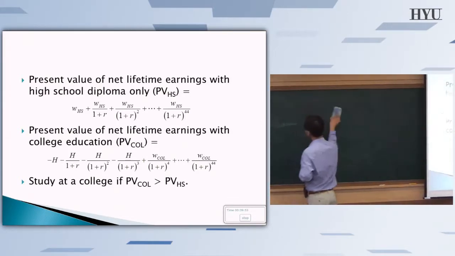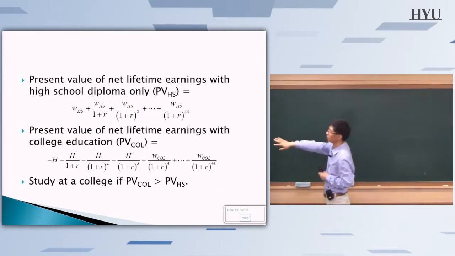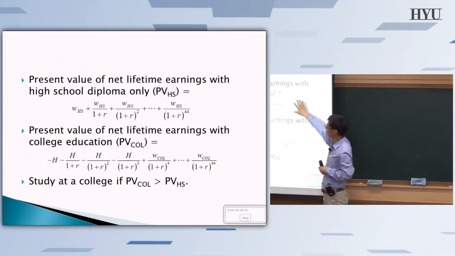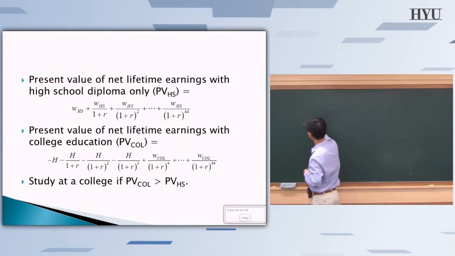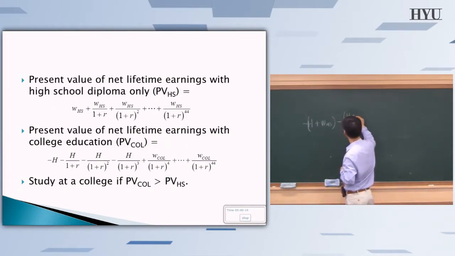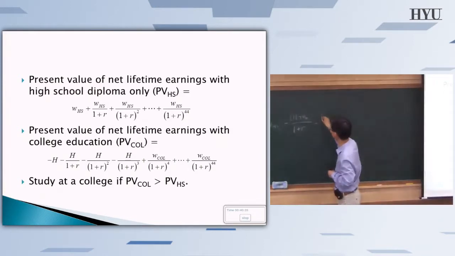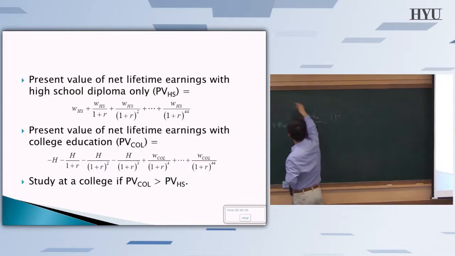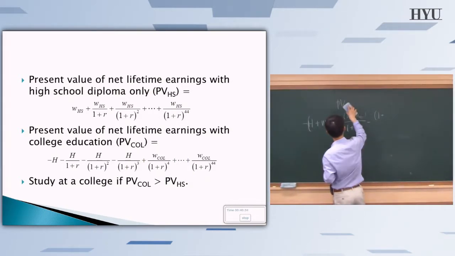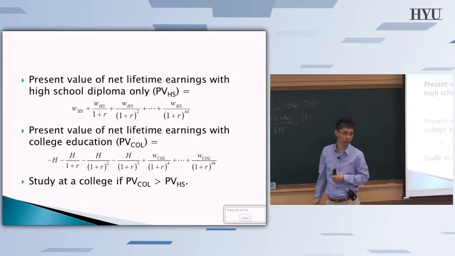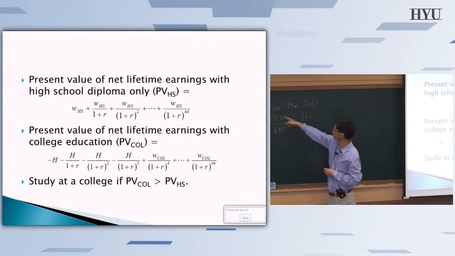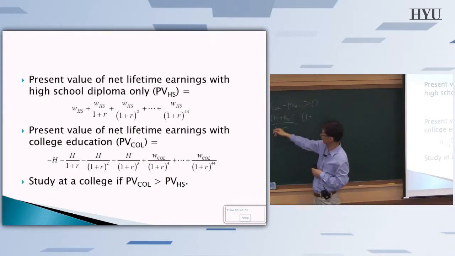You can write this type of decision rule in different ways. In this case, we formalized it: we have formulas for PV-HS and PV-College, and we just compare them. Or you can combine them and think of it this way: PV-College minus PV-HS. If it's greater than 0, then you go to college. If you express PV-College minus PV-HS, then you will have this.